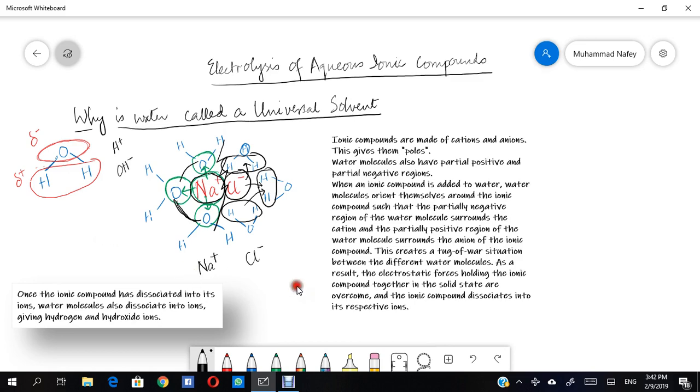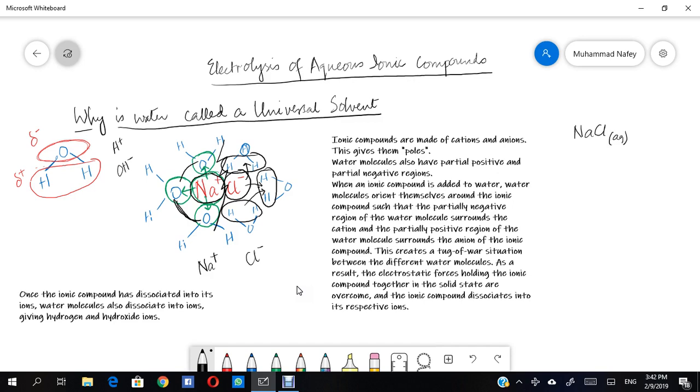So the summary of all this is that an aqueous solution of any ionic compound contains not two but four ions. Two ions come from the ionic compound, and two ions come from water. Therefore, if I have an aqueous solution of sodium chloride, NaCl with an AQ sign here, this AQ means aqueous, that is dissolved in water. The 4 ions that I'll have are Na plus, Cl minus from sodium chloride, and H plus, OH minus from water. Likewise, if I have aqueous copper sulfate, it is going to have 4 ions again: Cu2 plus, SO4 2 minus, H plus, and OH minus.